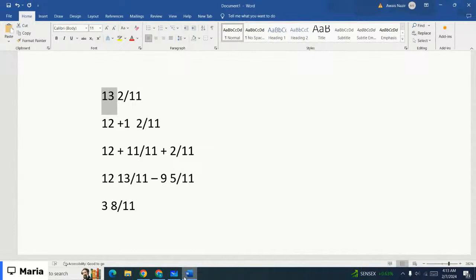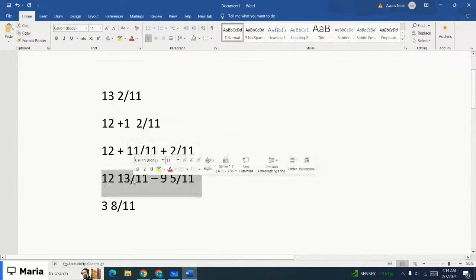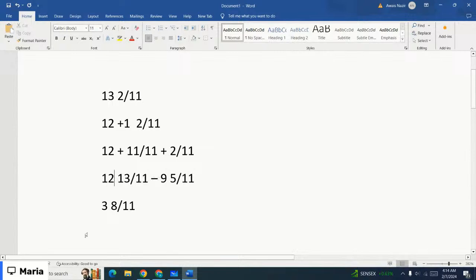so that the first number must be greater, right? So you've written 13 as 12 plus 1, and 1 is the same as 11 over 11, right? Now you can add both these fractions. That would be 11 plus 2 is 13 over 11. So the whole fraction is now 12 whole 13 over 11. And you can subtract: 12 minus 9 is 3, and 13 minus 5 is 8. So that is 3 whole 8 over 11. Got it?